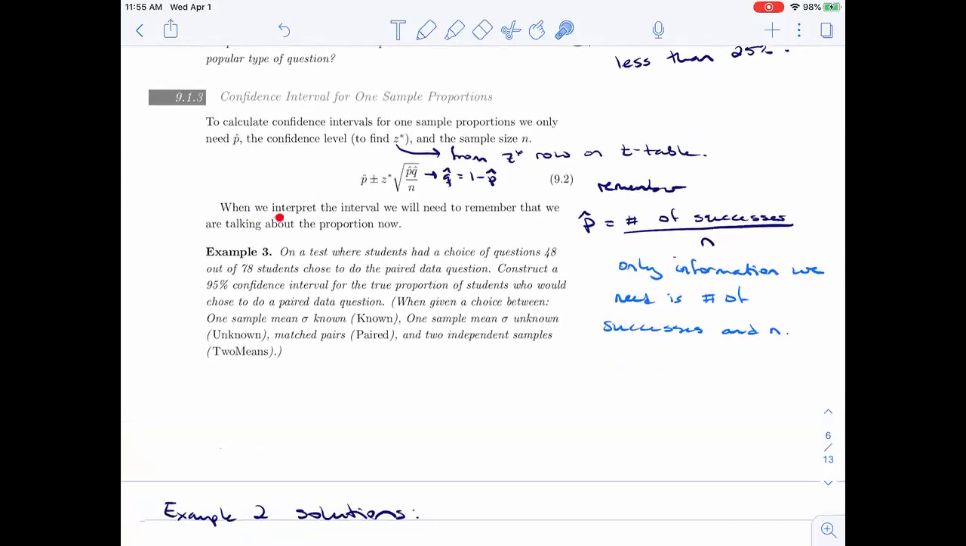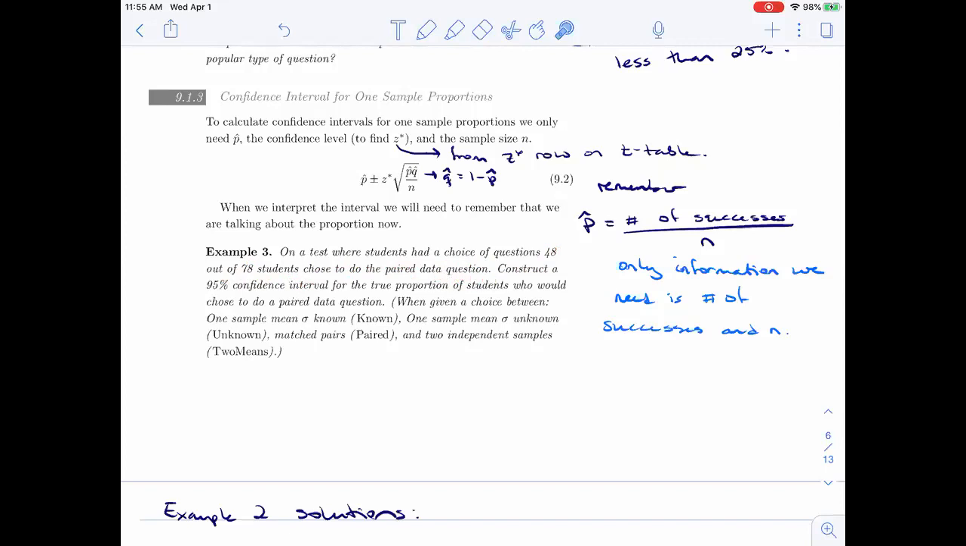So we have to interpret the confidence interval. We need to remember that we're talking about the proportion. We're building it around a sample proportion, and we're trying to capture the population proportion. So on a test where students had a choice of questions, 48 out of 78 students chose to do a paired data question. Here it's a little bit different, because I'm not looking between the different question types, I'm just saying 48 out of 78 students chose to do the paired data question.